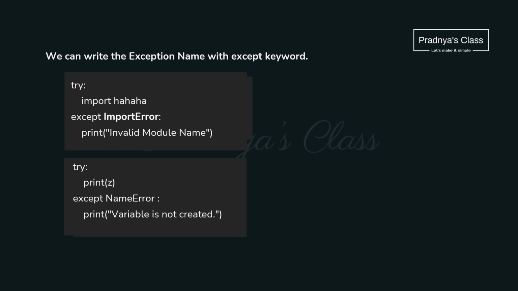There are many built-in exceptions in Python which we have already discussed. If you want to specify the name of the exception, you can specify it with the except keyword. In that case, the program will perfectly accept that exception. Here is the name of the exception, ImportError, and here is another exception, NameError. To catch a specific exception, we can do this also.